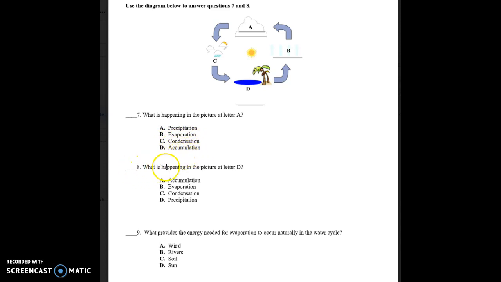Number 8. What is happening in the picture at letter D? A. Accumulation. B. Evaporation. C. Condensation. D. Precipitation.